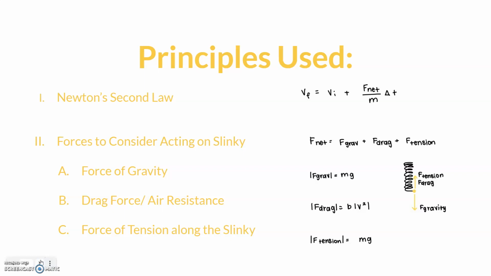The principles I used mainly were Newton's second law, which states that the final velocity is equal to the initial velocity plus net force divided by the mass times a change in time. The forces that I considered to be acting on the bottom of the slinky were the force of gravity, the drag force, or air resistance, and the force of tension on the slinky. The force of tension and the force of drag both acted in the upward direction towards the hand that was holding the top of the slinky initially, whereas the force of gravity acted in the negative direction. As you can see, force of gravity and force of tension were both equal to mg in their respective directions, and the force of drag was equal to a constant, b, times the magnitude of the velocity squared.